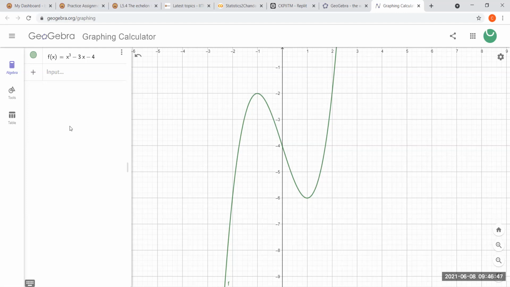No. Equate to 0 before differentiation or after differentiation? After differentiation. So 1 and minus 1. Correct. You are getting x square minus 1 equals to 0. So x can be either plus 1 or minus 1, right?